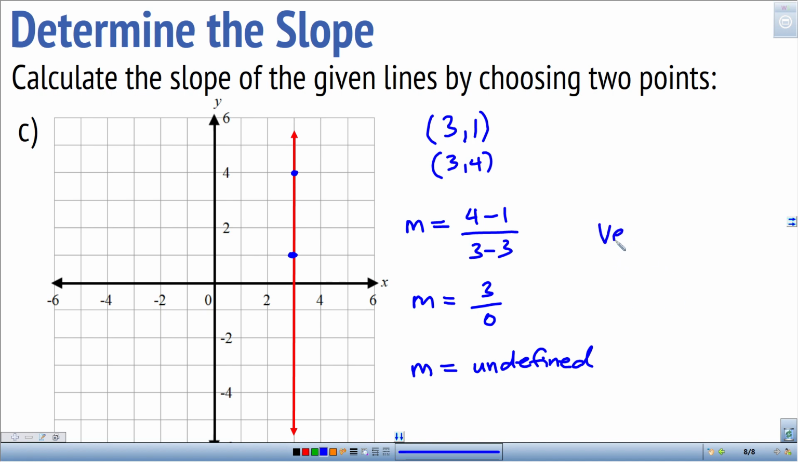So any vertical line means it has a slope that is undefined.